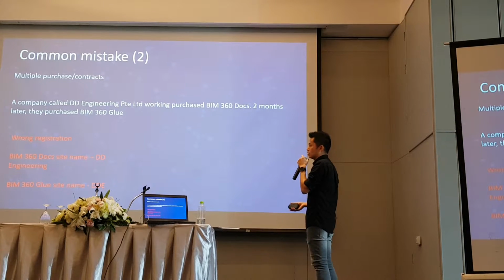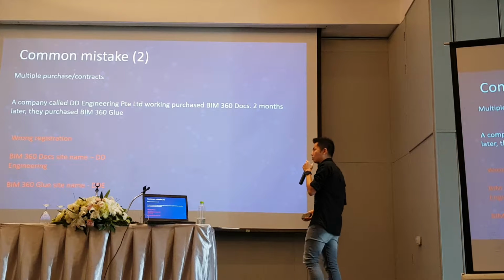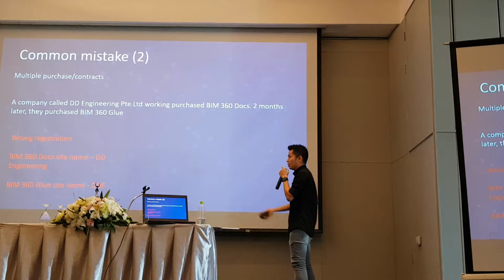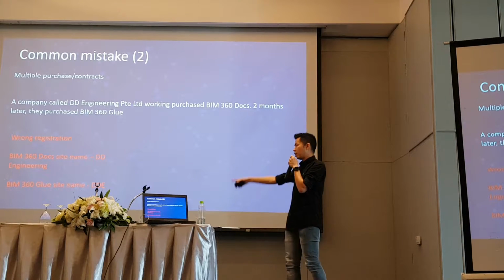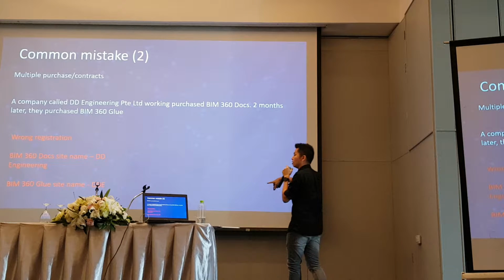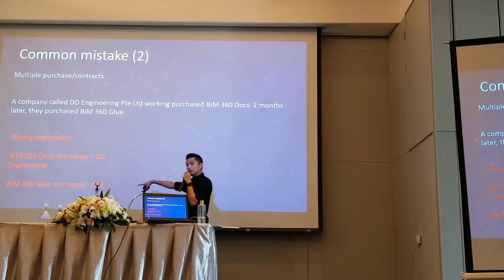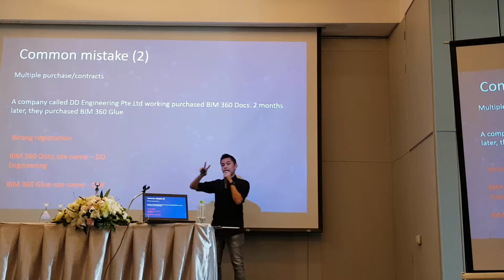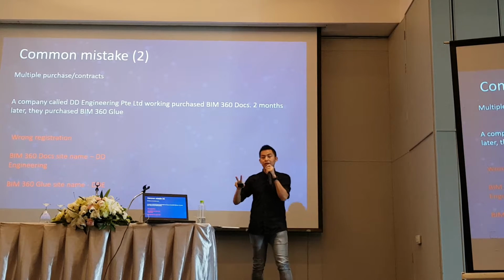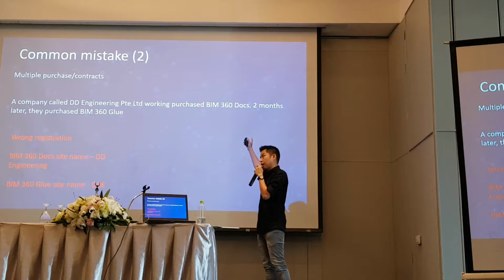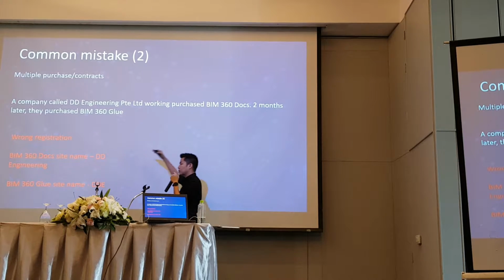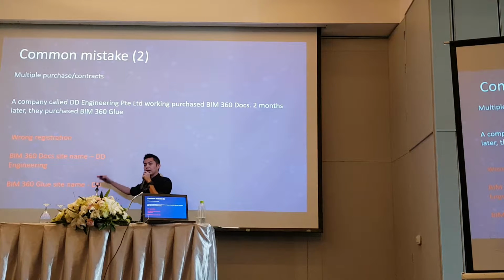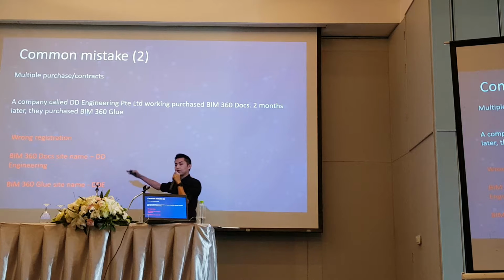So the most common question here is normally how you do the registration. All right. For BIM 360 Docs, you might register under the name DD Engineering. But when they go for Glue, they buy a new one, and you give them the site name called DDE. What will happen here is, if you do that, they will have two accounts, and these two accounts are not linked. If they have a project called the AB Tower, they can only choose whether they want to use Docs or Glue. They cannot use both concurrently because it's two separate accounts.